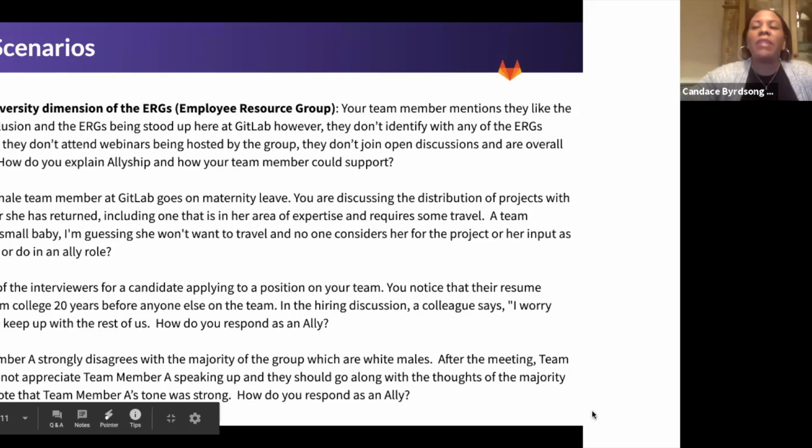Love that. I love that. Gold star for the portion, especially on assuming positive intent. That's one of the things that I feel like resonates through all of this. We want to make sure that we do assume positive intent.